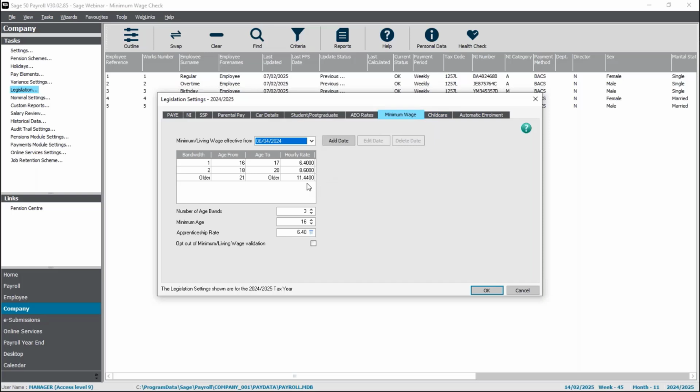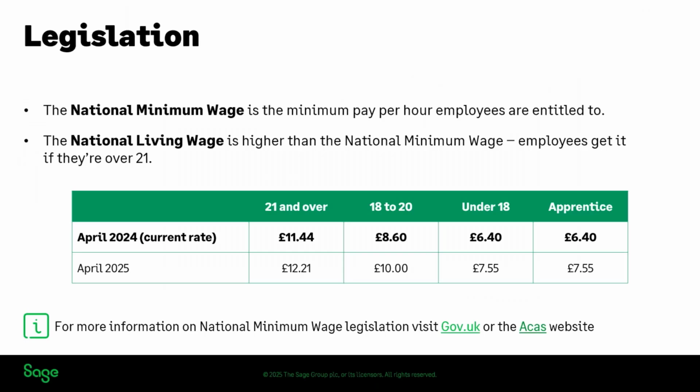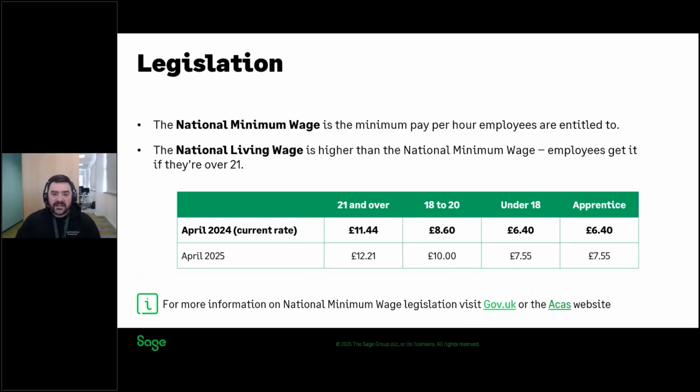So as you can see, we've got our 21 and older rate of £11.44, got £8.60 for 18 to 20s, £6.40 for 16 and 17-year-olds, and that is the same as the apprenticeship rate. So it's these rates held within the legislation settings that's checked when you use the minimum wage check feature. But useful to know where you can check this if you've got your program open.